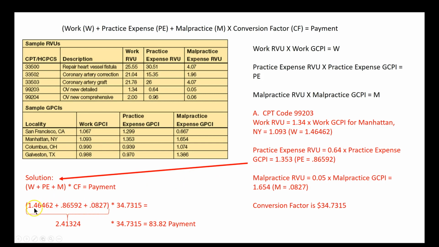Now we're going to add each of these amounts, and when you add them, you're going to get 2.41324. We need to convert this to a dollar amount because we know this procedure costs more than $2.41. So we multiply it times the conversion factor that converts it to a dollar amount. The conversion factor is 34.7315. We multiply, and now you round off. $83.82 is what the physician would charge for this procedure, 99203.